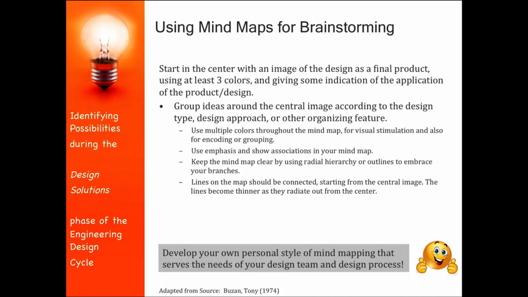Using multiple colors can give some indication of the application of the product or design, but mostly colors are used to identify major types of pathways that the team is considering in how to solve the problem. A radial hierarchy that extends from the center image, identifying different sets of ideas, different modes of solution, helps to keep the mind map useful as a decision tool in subsequent phases of the design cycle.